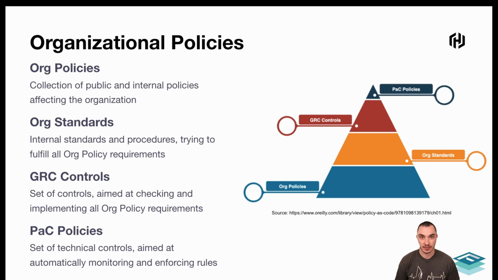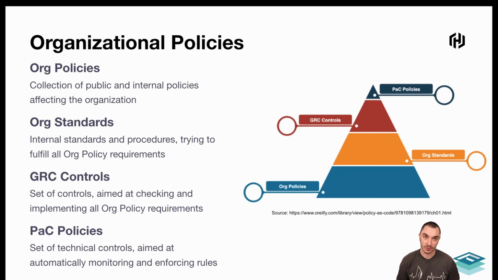The next thing is GRC, which stands for Governance, Risk and Compliance controls. GRC controls are a set of controls aimed at checking and implementing org policy requirements. These are your typical GRC frameworks. These frameworks typically contain strictly formulated controls that you can check against. This is what you usually have at hand when you have an internal or external audit, for example an ISO audit or stuff like that. This is where GRC controls come into play.